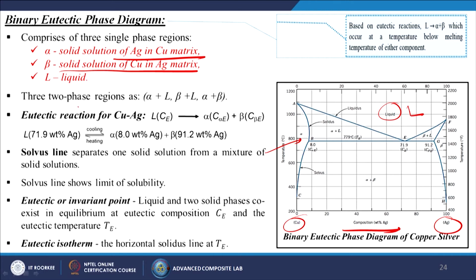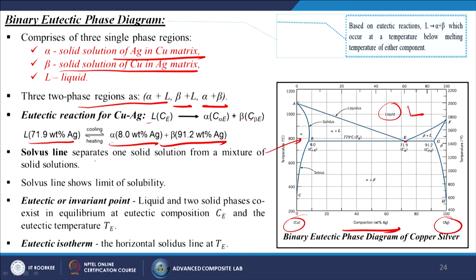3 two phase regions, like alpha plus L, beta plus L and alpha plus beta, are present over here. The eutectic reaction for copper-Ag is L to alpha plus beta, at generally 71.9 weight percent of Ag. This can happen on cooling or heating, both ways. Alpha is 8 weight percent of Ag at this particular point, and beta is 91.2 weight percent of Ag.